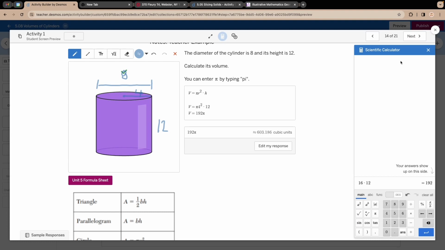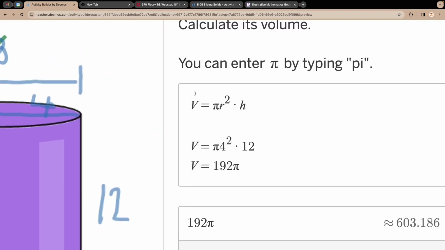All right, try that cool down. Good luck. Use that formula, pi r squared times height. That's the most important part from today for a cylinder.